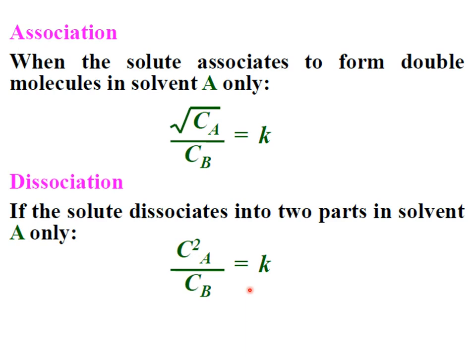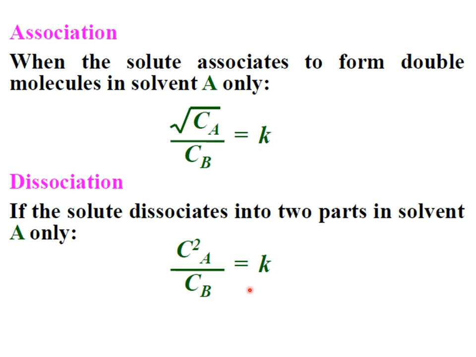So based on the association and how many molecules associate together, or based on the dissociation, if one molecule dissociates into two parts or two entities, we take the square of the concentration of the solute in that liquid. So you need to pay attention to the process of association and dissociation.